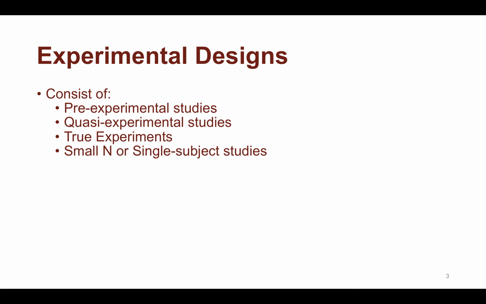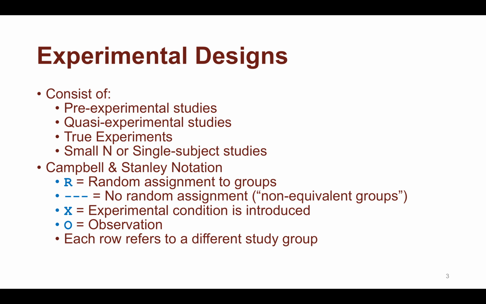I mentioned before that there are specific types of experimental designs, some of which will enable the researcher to establish a cause and effect relationship between their independent and dependent variables, but not all of these will. So in the next few slides, I will refer specifically to pre-experimental studies, quasi-experimental studies, true experiments, and small n or single subject studies. And in doing that, I'm going to use some notation that was introduced by Campbell and Stanley, who were some really influential scientists in writing about different experimental designs and quasi-experimental designs in particular.